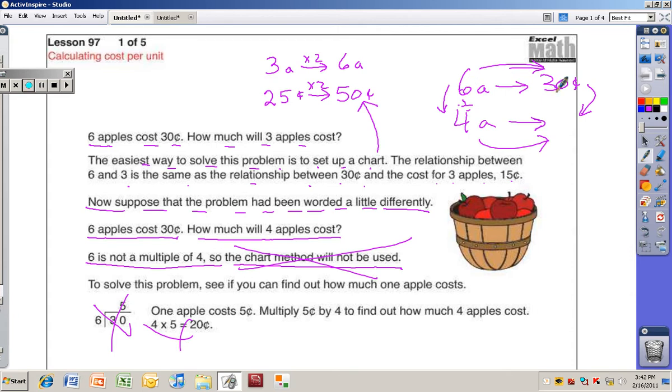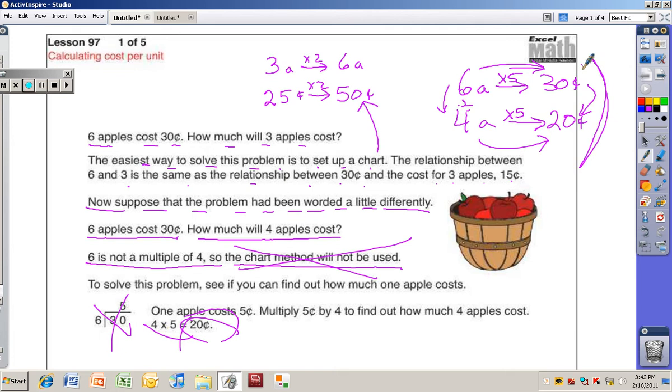So to go from 6 to 30, what are we going to do? Times 5, right? Not too tough. So since we're multiplying the apples times 5 to get 30 cents, we're going to multiply the apples times 5 down here to get 20 cents. So the answer is 20 cents, and you can see we get the same answer that's written there on your paper. So remember, still use the chart, but you're just going to multiply or divide a different direction.